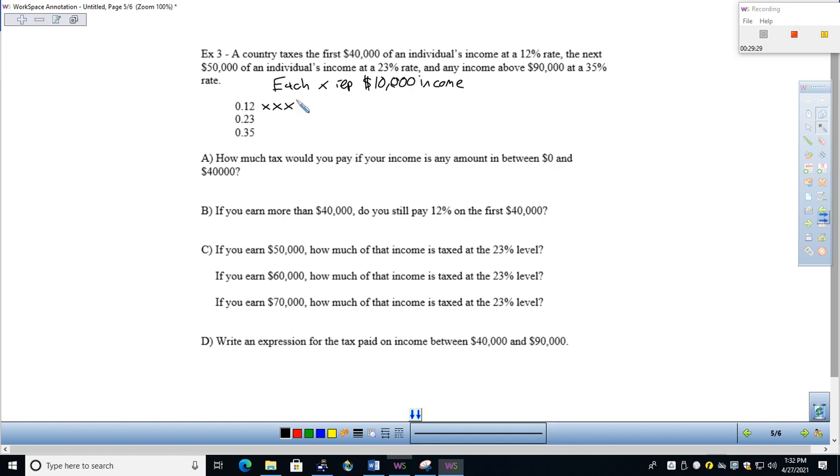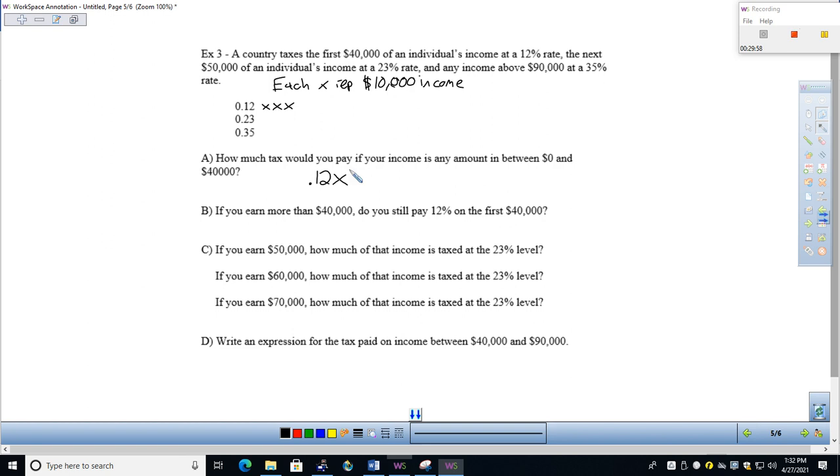So what I'm hoping you would see is all of the money that you make between 0 and 40,000 is taxed at 12%. Whatever your income is, if you make less than or equal to $40,000, however much that may be, all of it is taxed at 12%. And so 0.12 is the decimal representation of 12%, times your income. So just put a 0.12x.